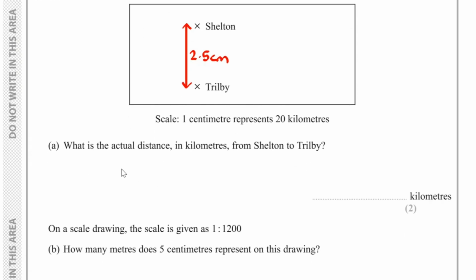I know that 1 centimetre represents 20 kilometres, and so 2.5 centimetres I have to multiply by 2.5, and so it turns out we get 50 kilometres.